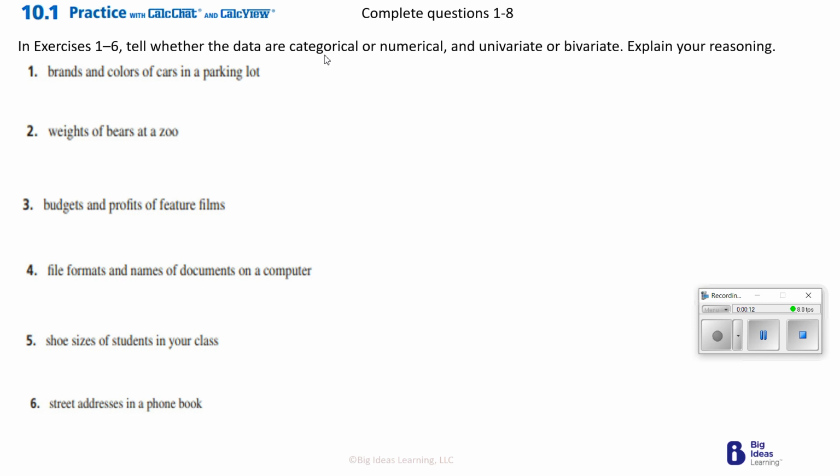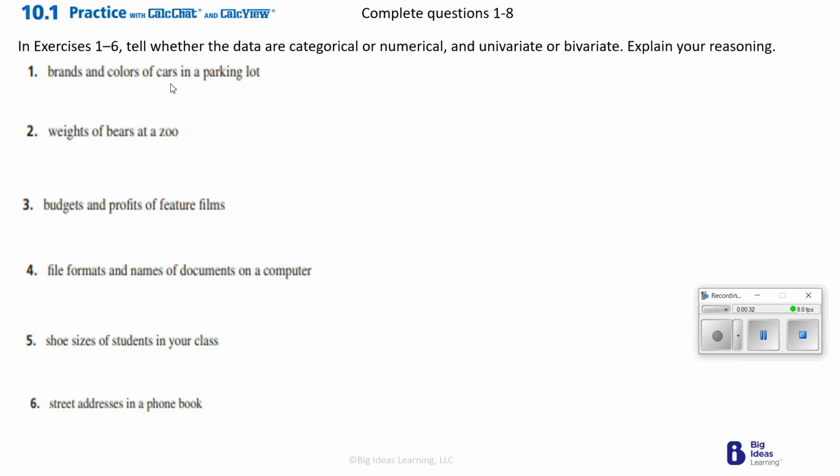Categorical means breaking things up into categories, like maybe the type of flower that something is. Numerical would be some type of number sequence, maybe the age of kids. Univariate would mean we're just talking about one thing, and bivariate would mean we're comparing one thing to another. All right, so then we have to explain our reasoning.